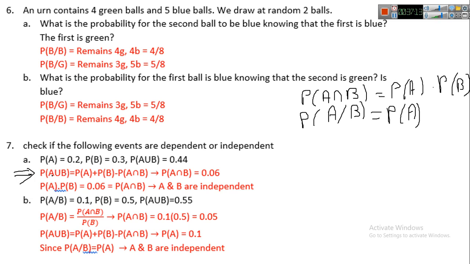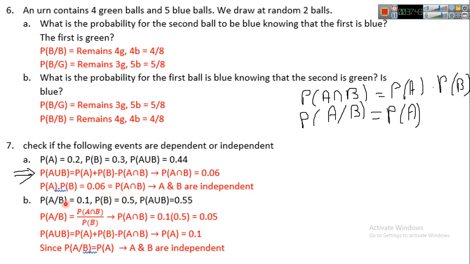P of A union B is 0.44, P of A is 0.2, P of B is 0.3, so P of A intersecting B, if you do the calculation, is 0.06. So we do P of A times P of B. Here we don't have conditional probability to use the second one, so I use the first one. P of A times P of B, 0.2 times 0.3, is the same as 0.06, so the two events are independent. We did one in the first part similar to this.